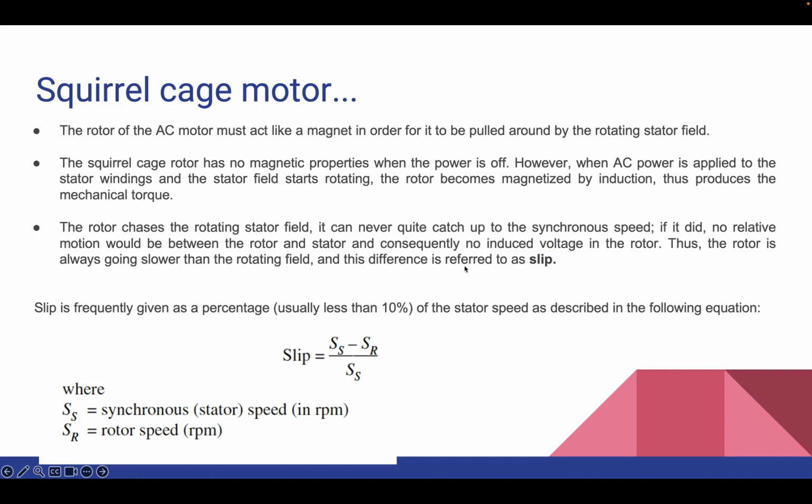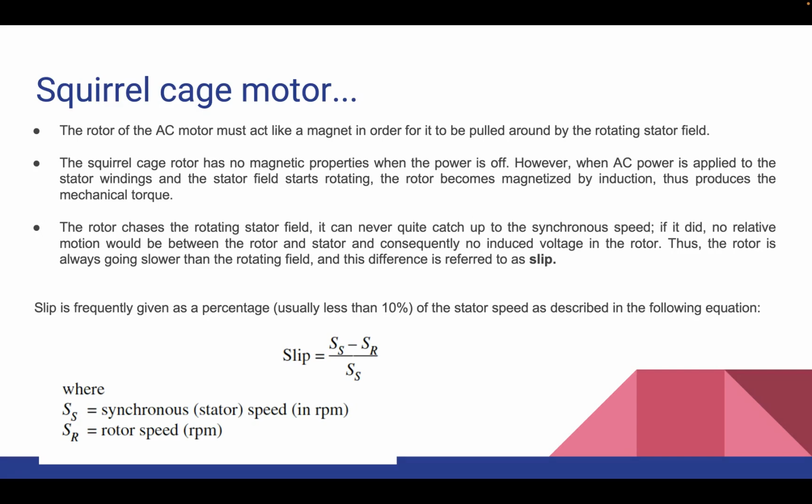In order for the squirrel cage motor to function effectively, a voltage must be induced from the stator to the rotor. However, this induction can only occur when there is a change in the magnetic field. For the rotor, this change occurs as a result of the rotating stator field passing by it. Now, here's where it gets interesting. Even though the rotor is constantly chasing the rotating stator field, it can never quite catch up to the synchronous speed. We discussed this earlier also, a couple of slides before this.